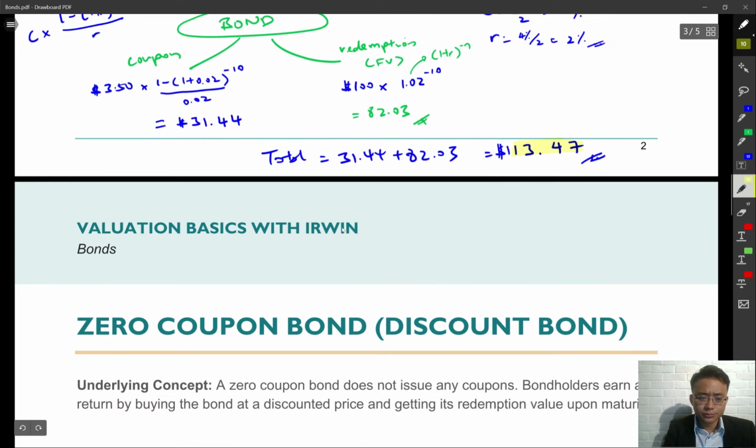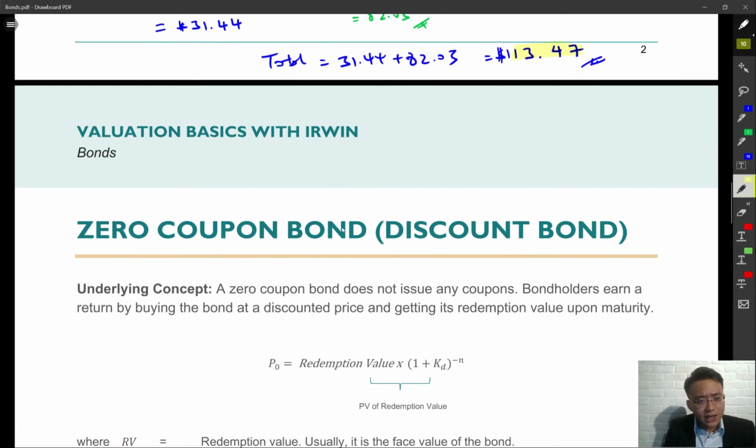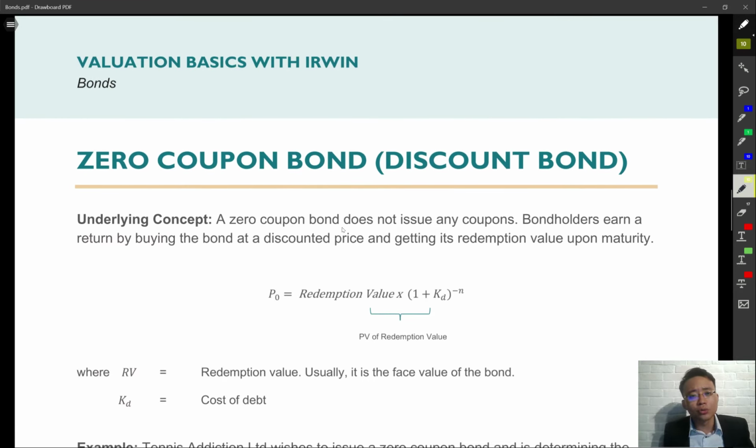Alright? So, those are coupon bonds. Let's move quick. I don't want this video to stretch for too long. So, another type of bond is called a zero coupon bond. Now, a zero coupon bond is a beauty to handle. Why? It's a beauty to handle because a zero coupon bond does not issue any coupons. So, one cash flow is taken away. You only have one remaining. And that would be, of course, the redemption value.